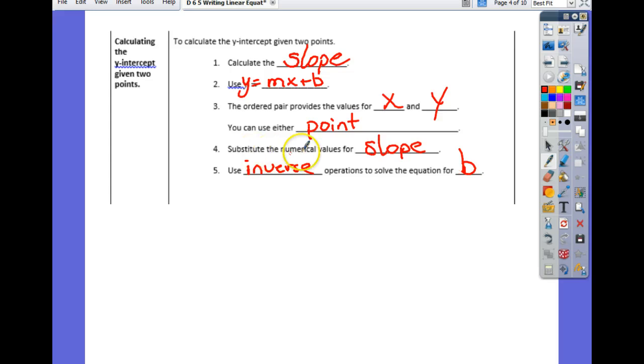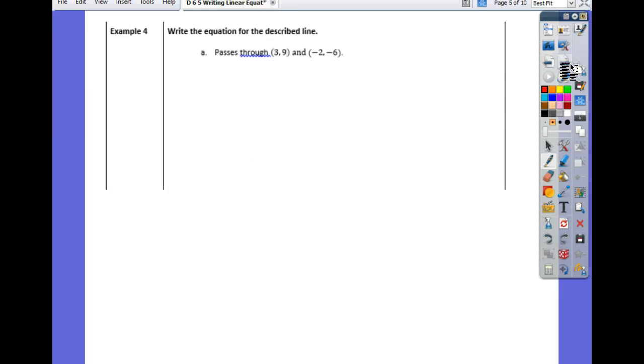Actually, this could say substitute the numerical values for the slope and x and y. Because we figured out the slope and then you use the point for the x and the y. All right, no graphs, no tables. Let's just figure this out. So you have your x and your y. First thing you need to do is find out what your slope equals.